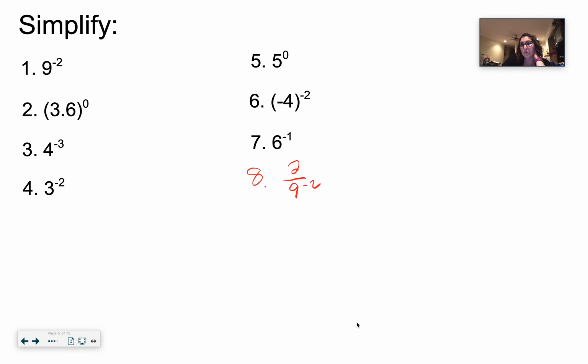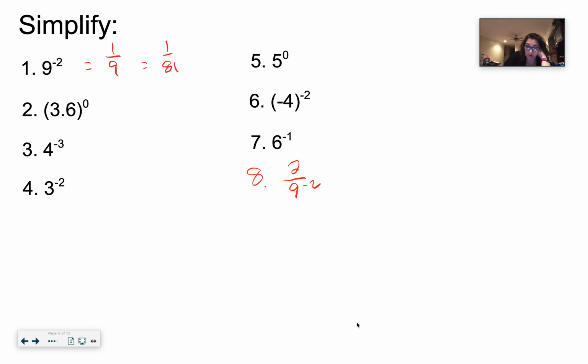Alright, so remember the rules we said. Anything to the zero power, the answer is 1. Anything to the negative exponent, you flip your fraction, and your exponent becomes positive. So on number 1, 9 to the negative second power is going to become 1 over 9 squared, and then that's going to become 1 over 81. I'm running out of space, and I don't like putting equal signs on the same line, but okay.